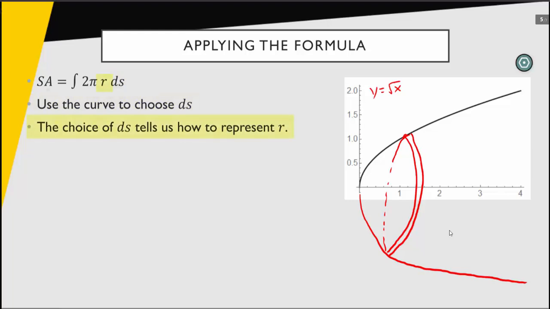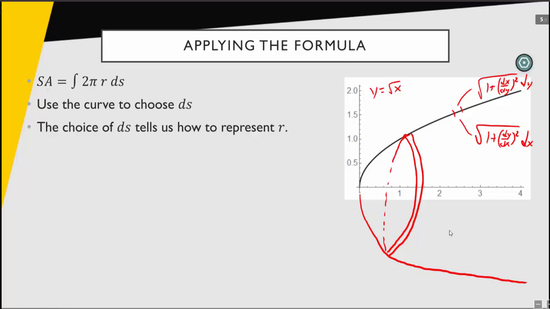After we make that decision, then we'll have to represent r in terms of our choice. So if we choose to represent ds in terms of x, then we'll have to use r as a function of x. So what do I mean by these choices here? Well, here's a little slice of arc length, and we said we could represent that one of two ways. I could represent that as the square root of 1 plus (dy/dx) squared dx, or I could represent that as the square root of 1 plus (dx/dy) squared dy.